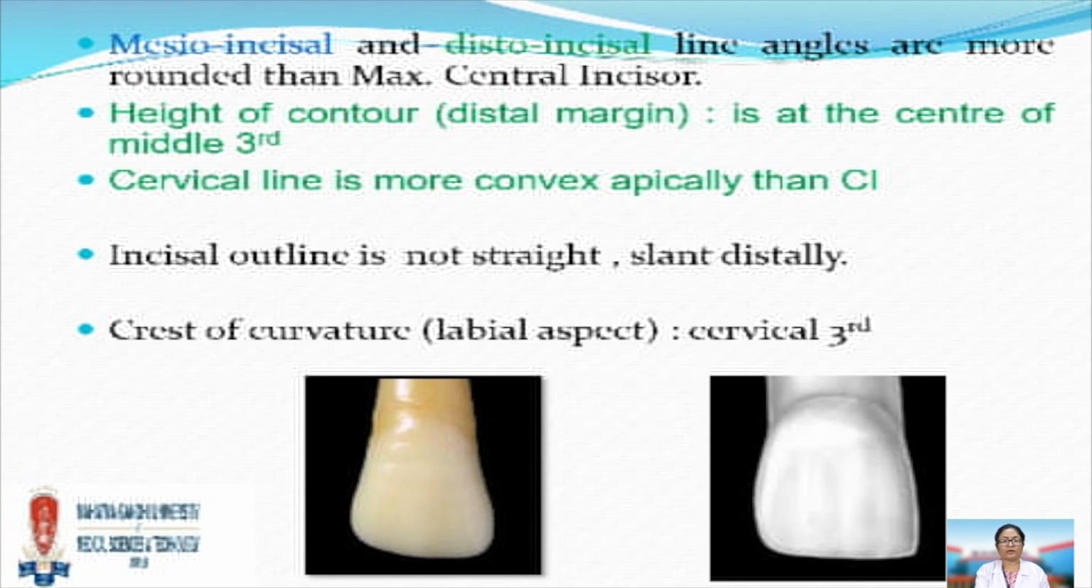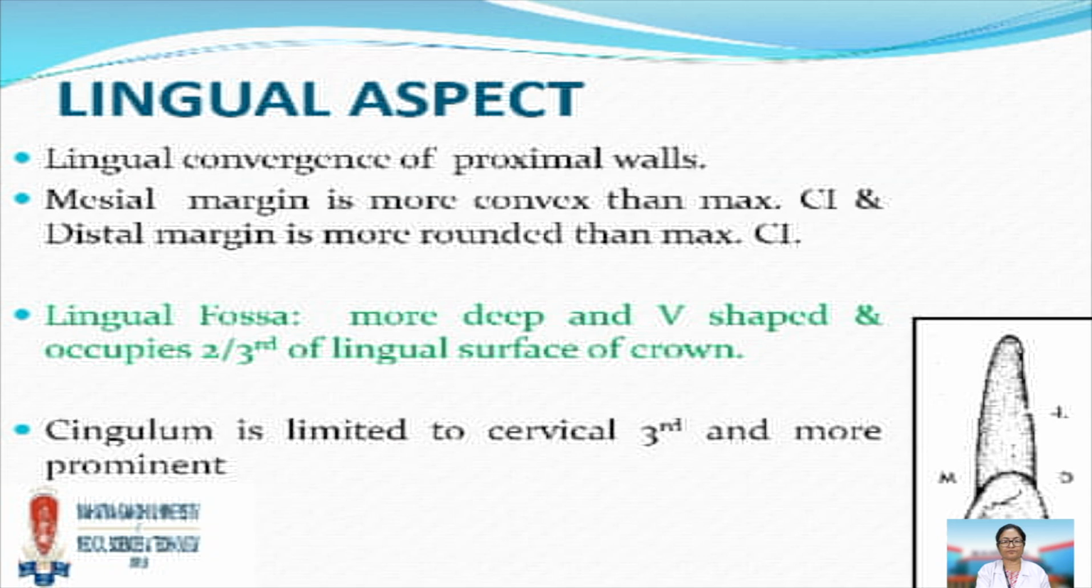The incisal outline here is not straight, it is slanted, and the slant is towards the distal side. Crest of the curvature of the labial surface is present on the cervical third. Here the crest of curvature is present. This is the mesioincisal angle which is rounded, whereas in the central incisor it is sharp. This is the distoincisal angle which is more rounded than the maxillary central incisor.